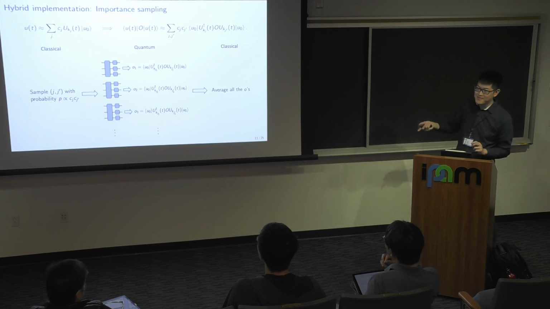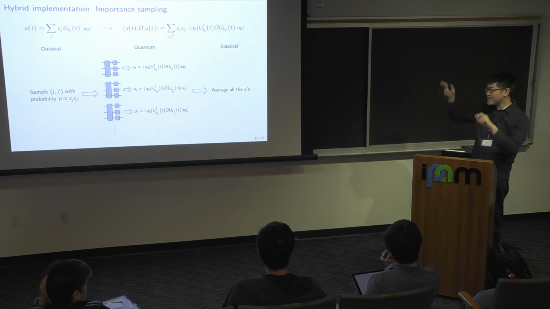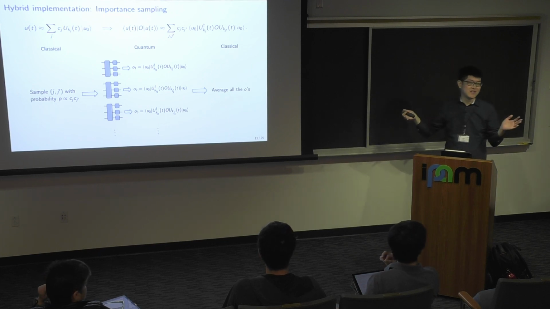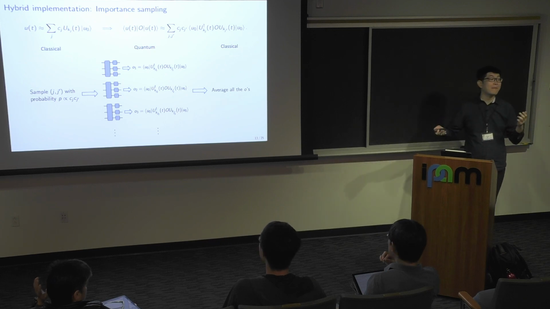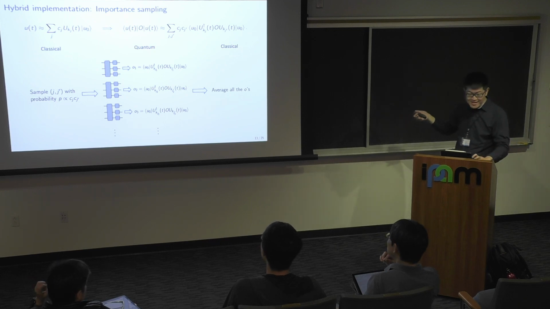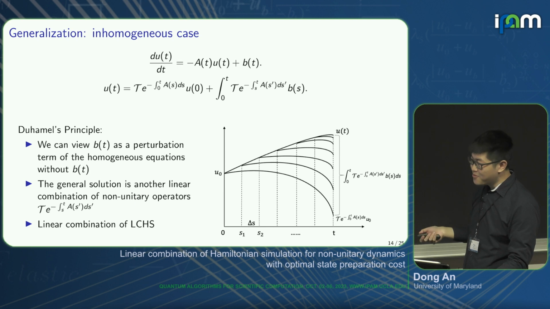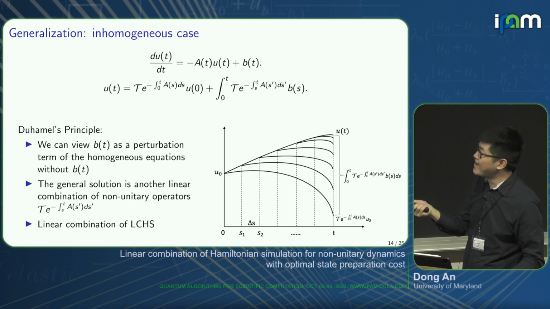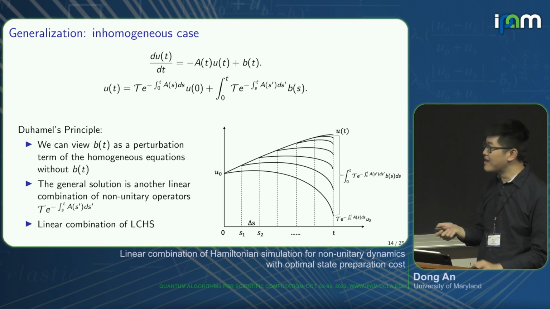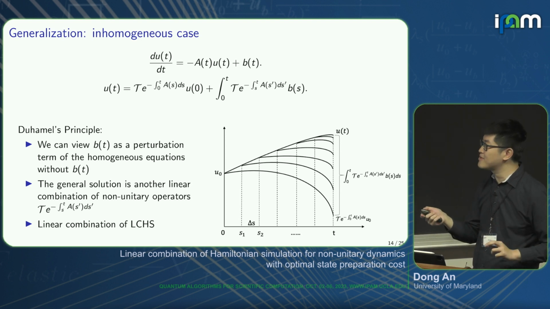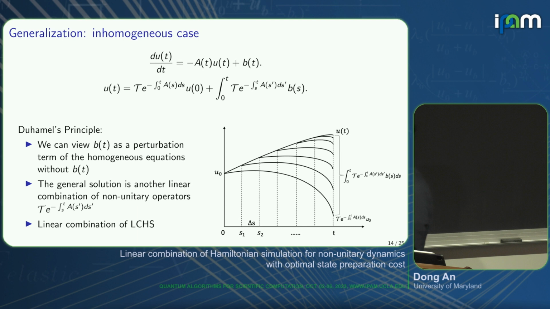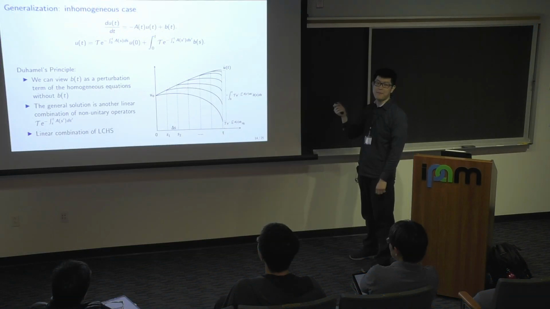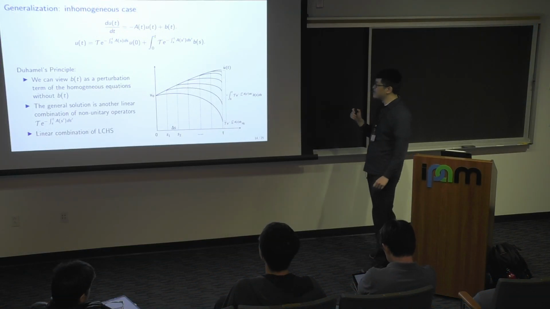Great, yeah, this is the implementation. So I have completed the majority of the talk, and next I will discuss some generalization of our approach and the comparison with the existing algorithm. So far we only focus on the homogeneous case, that is, we only have this negative A times U. But now our approach can be directly generalized to the inhomogeneous case with the presence of this source term B of t.